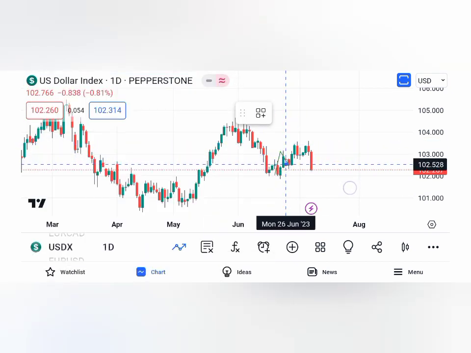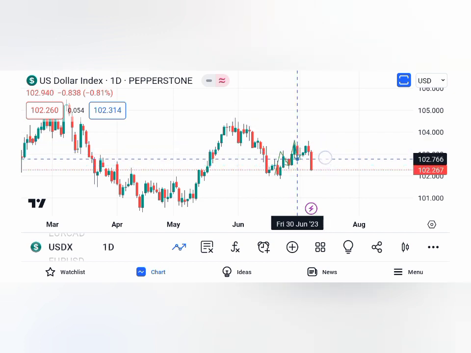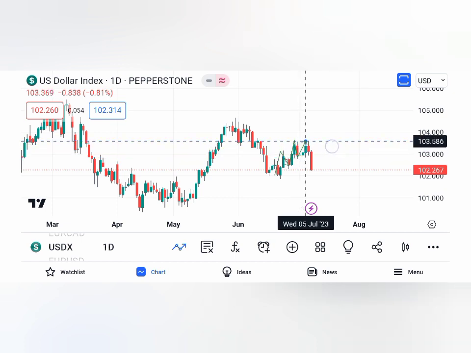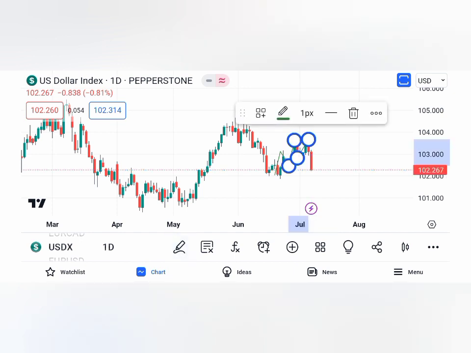We were in an uptrend, so we saw a series of higher highs and higher lows. Then we had a double top at this very point here, and as a result of the NFP news that came here, we saw the downward movement. So now let's try and spot our key levels.